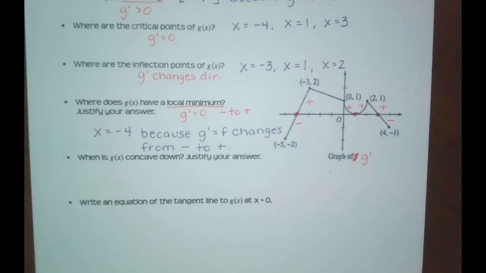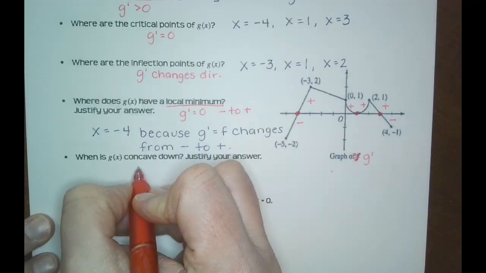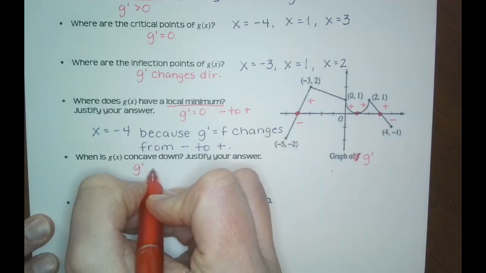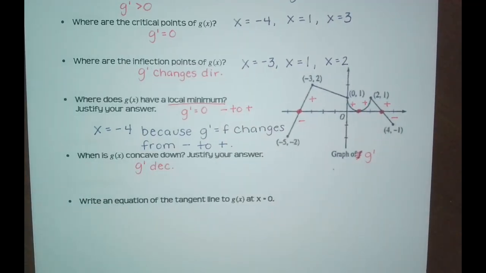Okay, G of x concave down. Now, remember, concavity actually has to do with the second derivative, but since we're looking at G prime, we want to try to talk about it in terms of what G prime is doing. So to be concave down, what you really want is for G prime to be decreasing, because that's when the slope would be negative, right? And the slope really represents that second derivative.